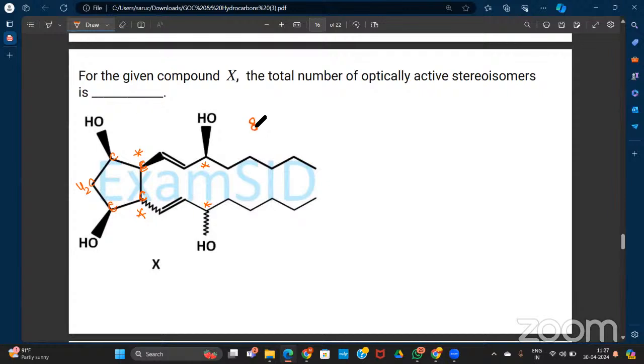You'll be getting 8 optically active stereoisomers, in which one will be a meso isomer. If I make this one as OH bond and this as OH bond, this is going to be a meso isomer. So one will remain as a meso isomer, and therefore I'll be getting 7 optically active isomers. This is how you have to find out the optically active isomers.